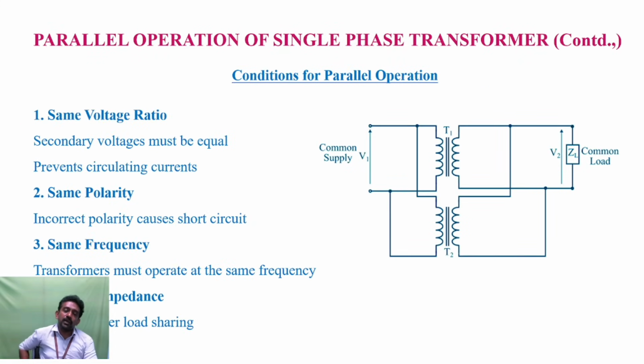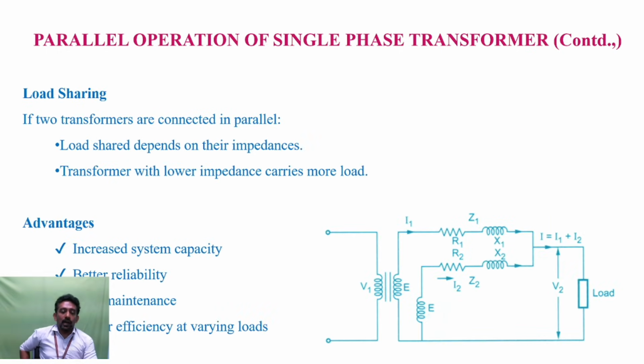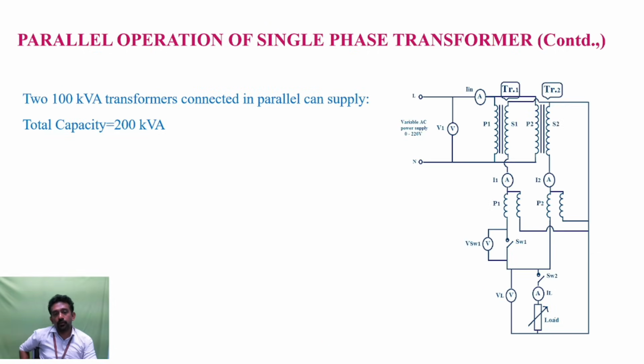And there are some conditions for this parallel operation. The single phase transformers have to have the same voltage ratio, the same polarity, the same frequency, and they should exhibit the same impedance value. The advantages: it increases the system capacity, it gives better reliability of the system, it is easy for maintenance purposes, and a higher efficiency can be attained for different amounts of loads.